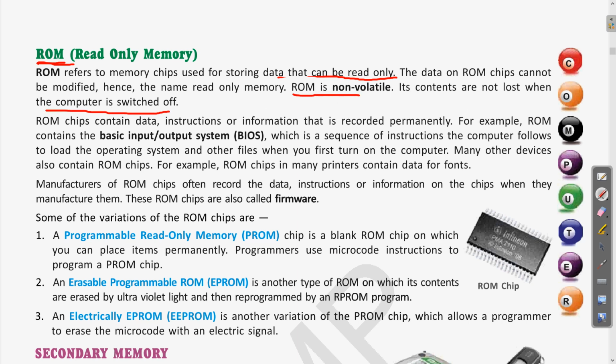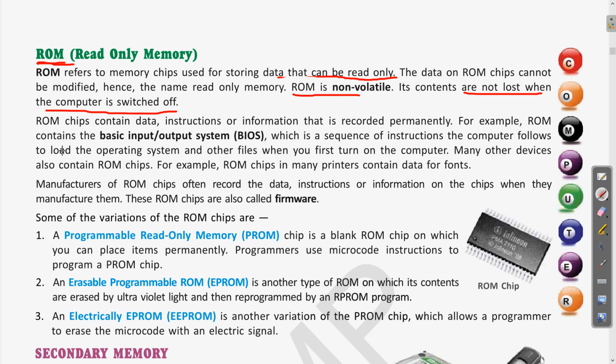Clear? So the two properties of the ROM are, first, that the ROM chips cannot be modified, and you can use the ROM for storing data which can be read only. And the second feature is the non-volatile nature. It means that its contents are not lost when the computer is switched off.